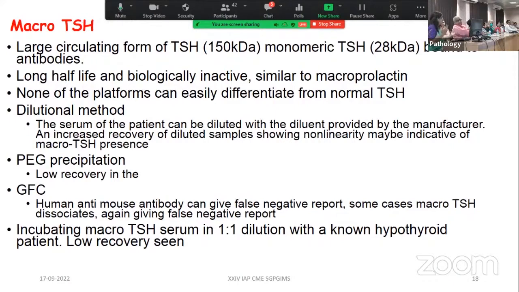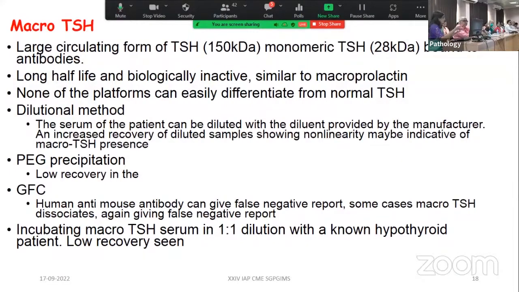Different labs have to set up their own cutoff standards to say that below this recovery, we will suspect macro TSH. The other confirmatory test is to do a gel filtration chromatography, where the samples will separate on the basis of the mass and the weight. The other method is to incubate the patient's serum with a known hypothyroid patient who already has high TSH. So when you incubate the serum for 4 hours, this immunoglobulin which is causing the macro TSH will bind to the TSH in the patient's serum.